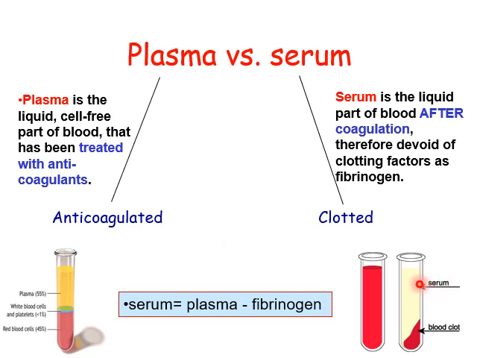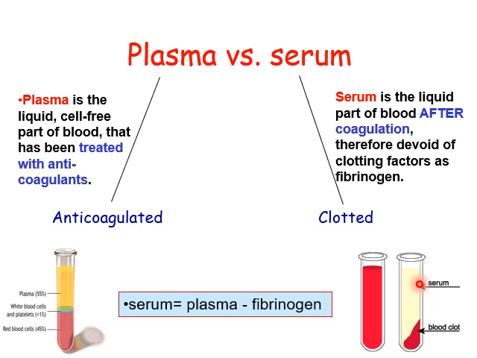Because in many laboratory tests, for some tests you use plasma, for others you use serum. So how can you differentiate whether the fluid is plasma or serum? Their color is almost the same, so you can look for the presence of clotting factors. If clotting factors are present, it means that it is plasma. If no clotting factors are present, it means the sample is serum.